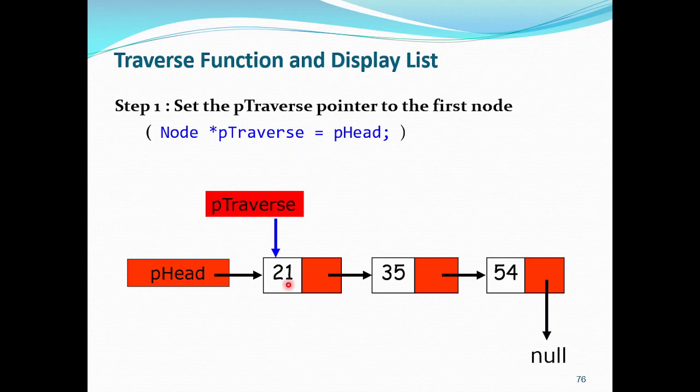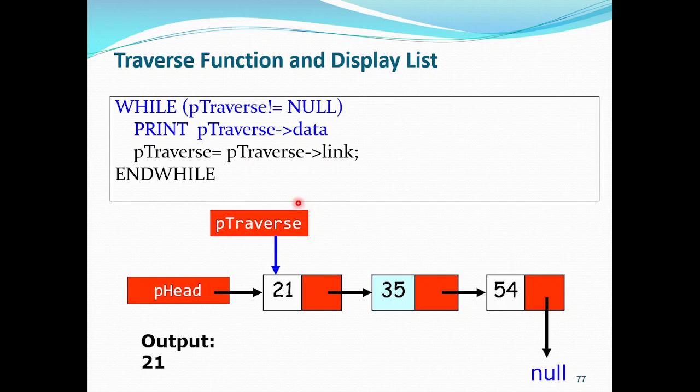node. Okay, now we want to move this ptraverse from the first node to the second node until the end of the list. How are we going to do that? We use a while loop. The while loop checks the condition whether ptraverse is not equal to null. Yes, it is not equal to null because ptraverse points to the first node. There is a node that ptraverse points at. So if there is a node, then it will enter the while loop and display the ptraverse data. What is the ptraverse data value? 21. So it will display 21.